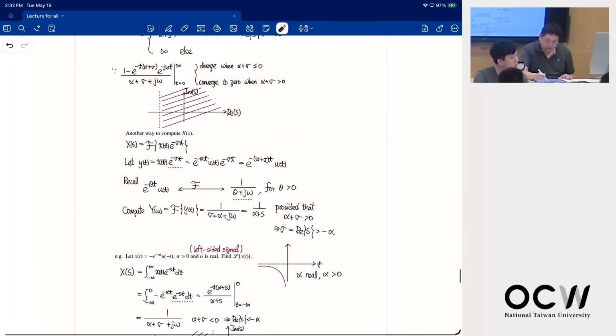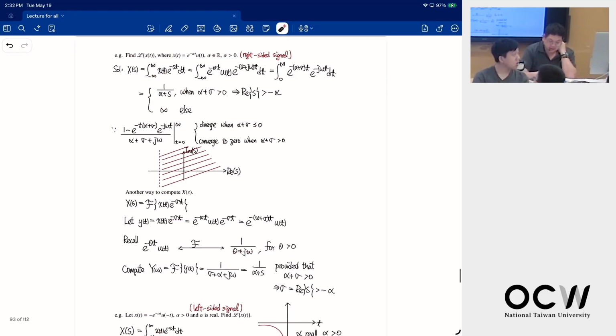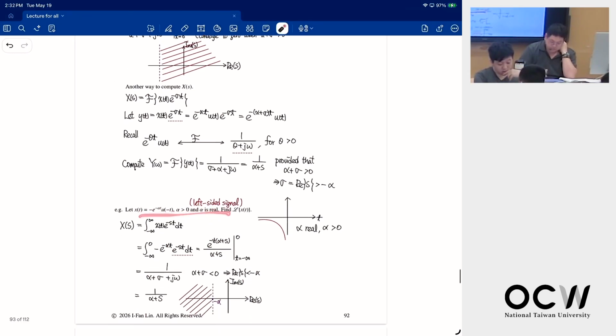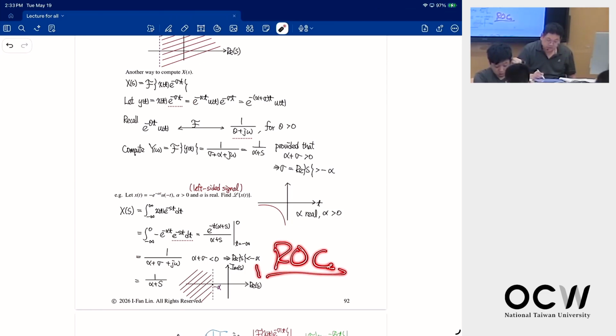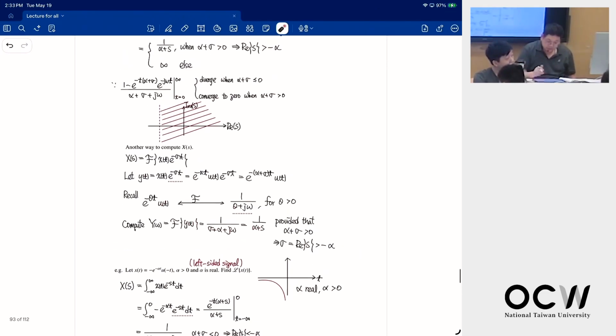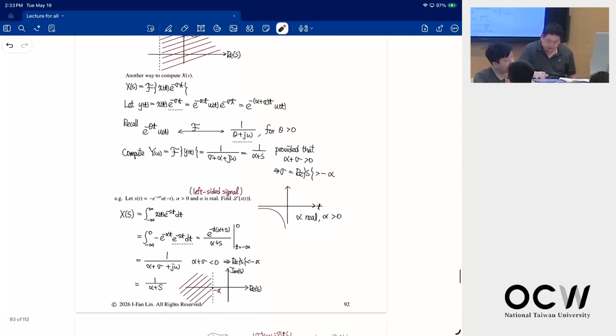Okay. For the right-sided signal, I found the Laplace transform 1 over alpha plus s. For the left-sided signal, I also found the Laplace transform 1 over alpha plus s. They are the same. However, the difference is the ROC, the region of convergence. For the right-sided signal, the convergence is to the right side. For the left-sided, to the left side.